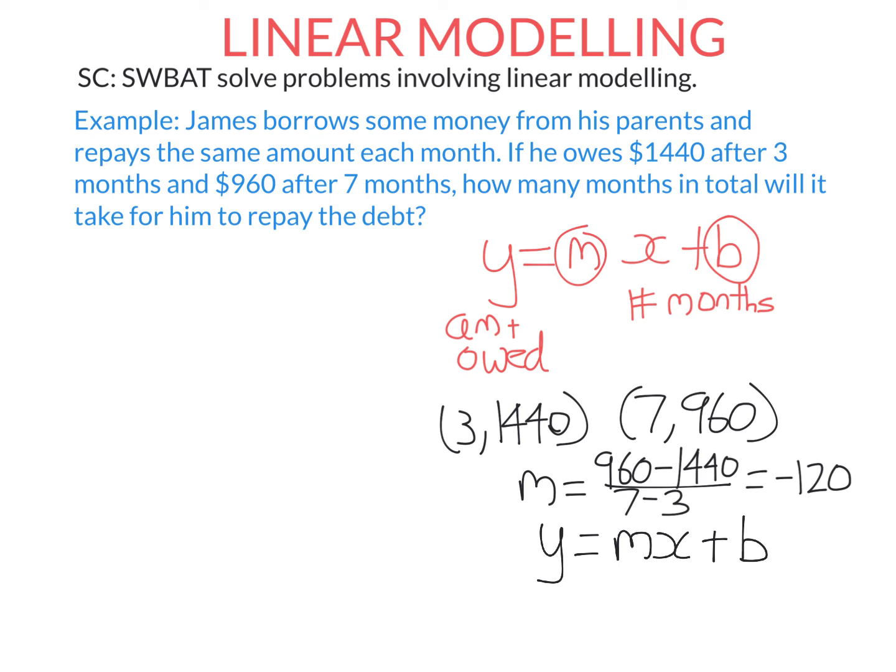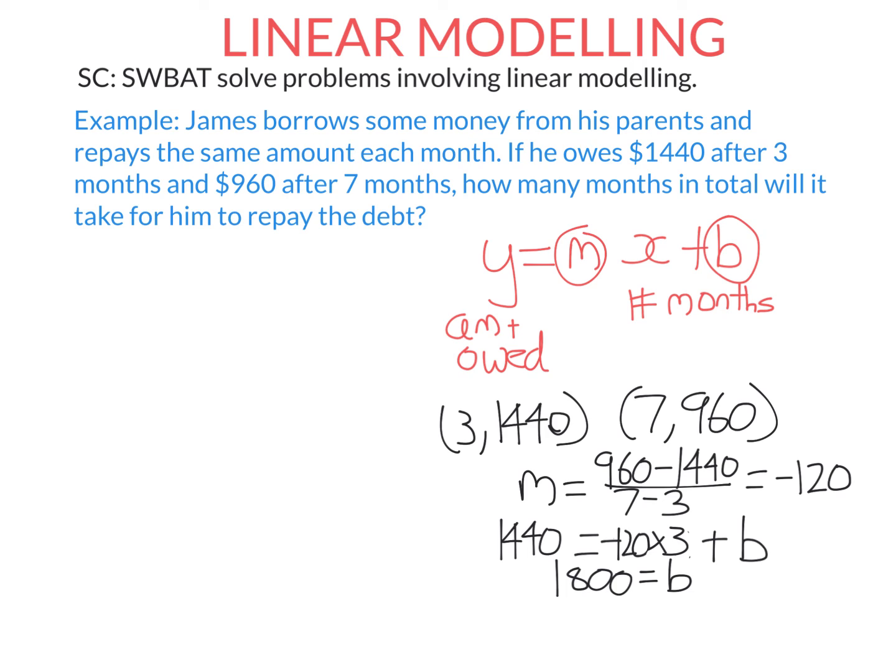So to find b, when you're finding the equation of a line, you always write the equation y equals mx plus b. We're going to substitute m, which we found to be negative 120, and we substitute x and y from a point. Either point here does not matter. I'm just going to pick this one here. So I'm going to change y to 1440 and x to 3. So solving this, which is pretty easy to solve, we get 1800 equals b.